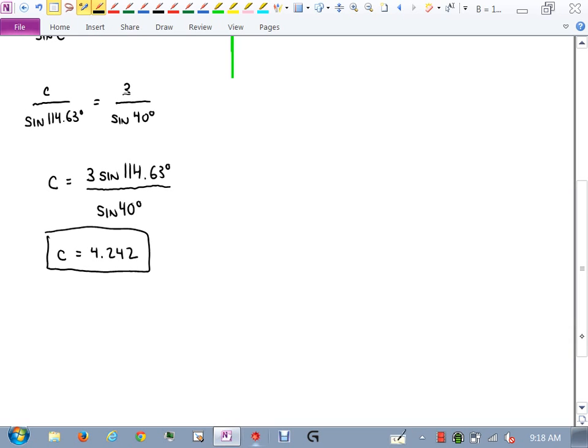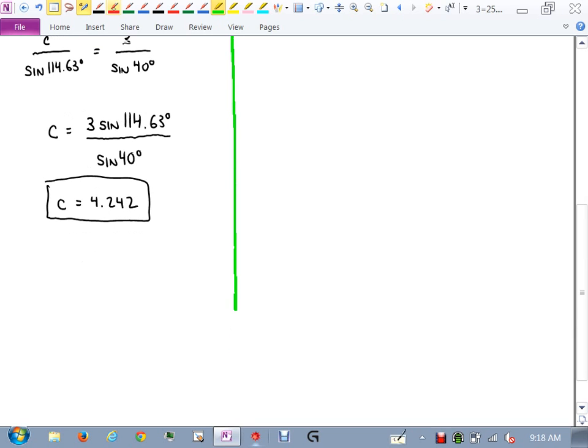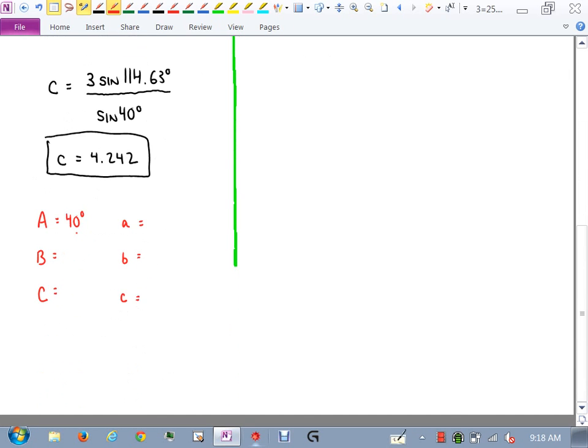So let me summarize over here all the information I have for this case here. I have my angles A, B, and C, and then my sides little a, little b, little c. So I have 40 degrees here, 25.37 here, 114.63 here. We got 4.242 here. A was 3 and B was 2. That's it right there.